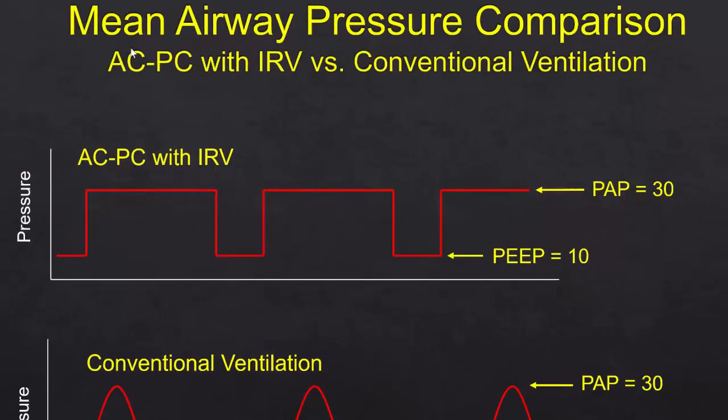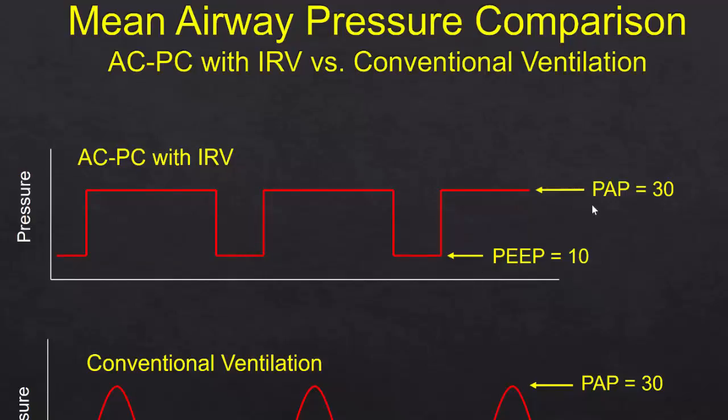So here's a graph that I drew for you of pressure ventilation, AC-PC mode with inverse ratio versus conventional. Let me go over that. Here is an AC-PC. We're on a regular rate, we're doing a pressure control. We're picking a high pressure and a low pressure. We're also picking the timing, in this case about 3 to 1, which means we're in inverse ratio ventilation.